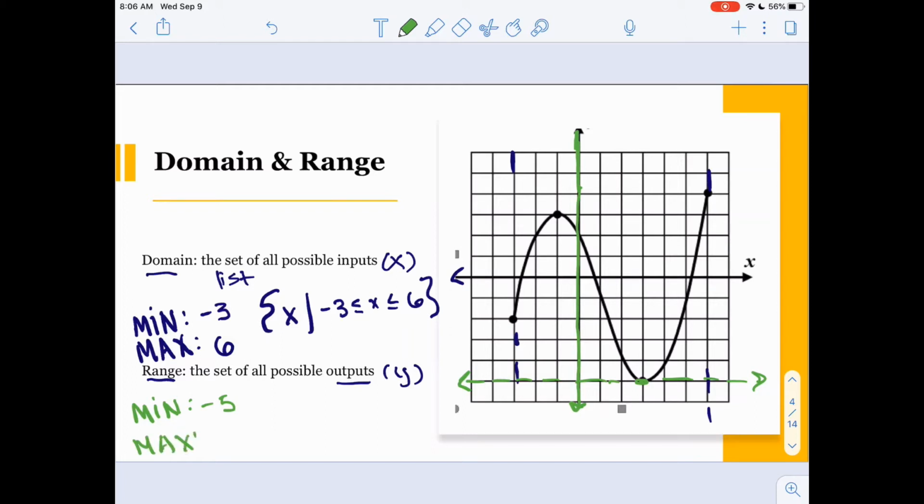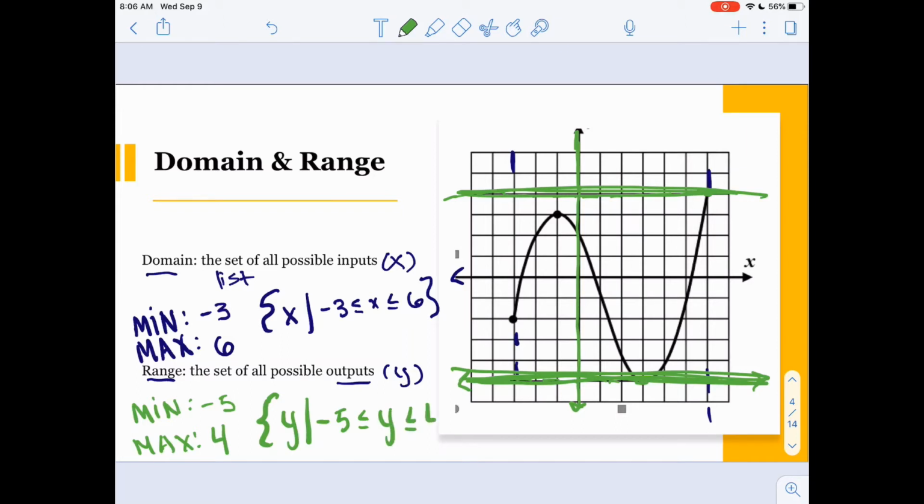My maximum y value is going to be my topmost point. So I have a maximum y value of 4. All of my y's occur in between these two numbers. So I can write that my range is all the y's greater than or equal to -5, less than or equal to 4.